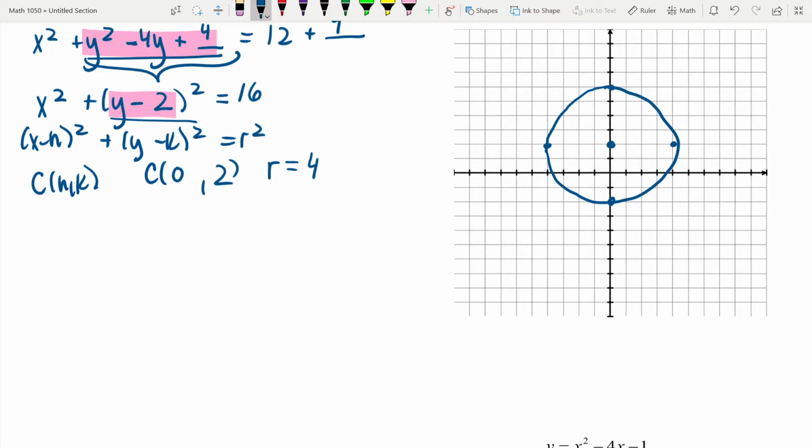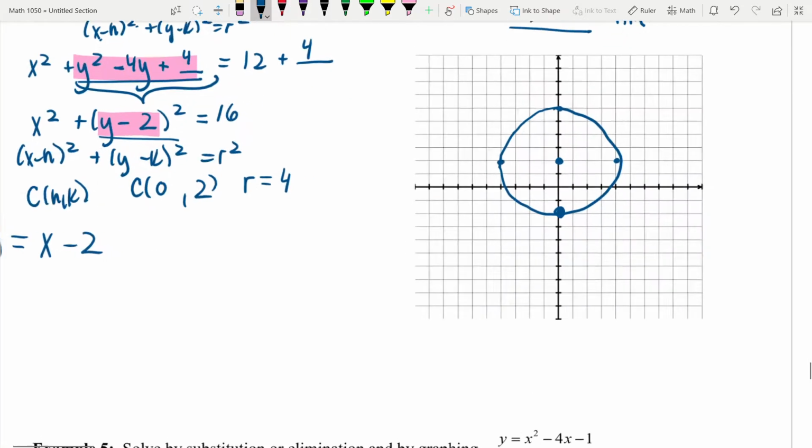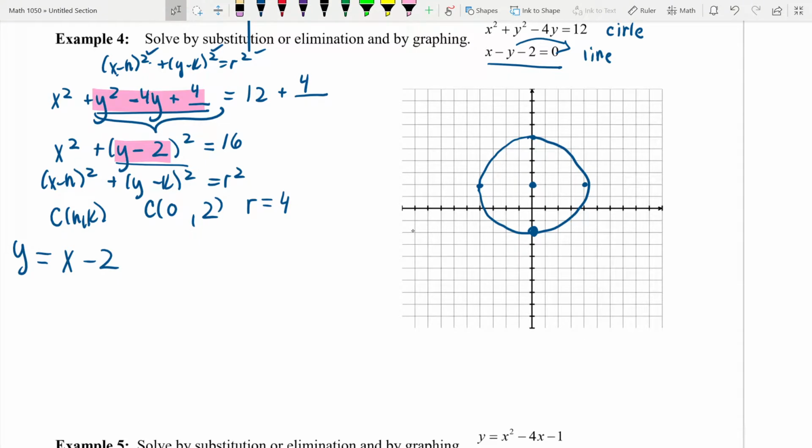Okay, now I'm going to graph that line. Okay, this line needs to be solved for y. So I'm going to pull that over. So now I have y equals x minus 2. Now I'm going to graph that. So I'm going to go down 2, make a dot. The slope is 1. So up 1, right 1, up 1, right 1, up 1, right 1, up 1, right 1.